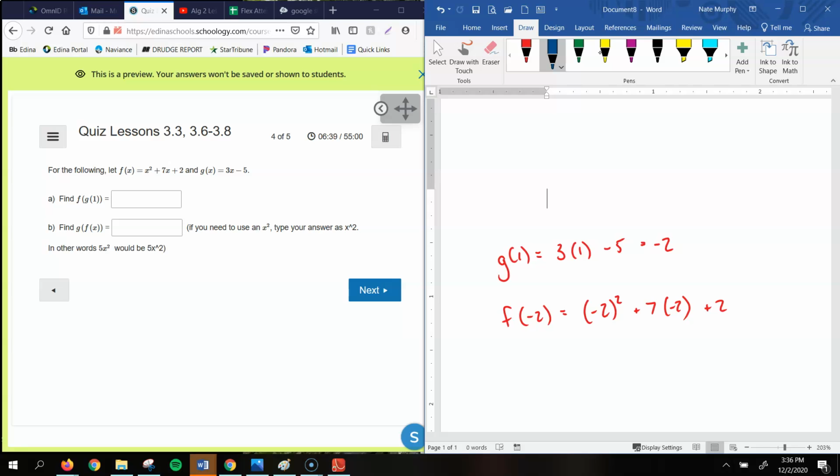Otherwise, we can just do this in our head and know that negative 2 squared would be a positive 4. 7 times negative 2 would be negative 14. So 4 minus 14 would be negative 10. And then when we add 2, we would get negative 8. So your answer here would be negative 8.